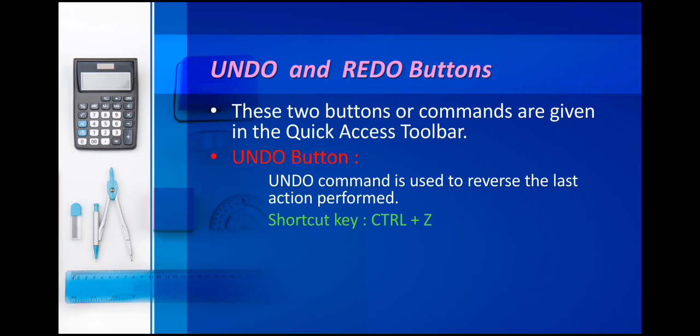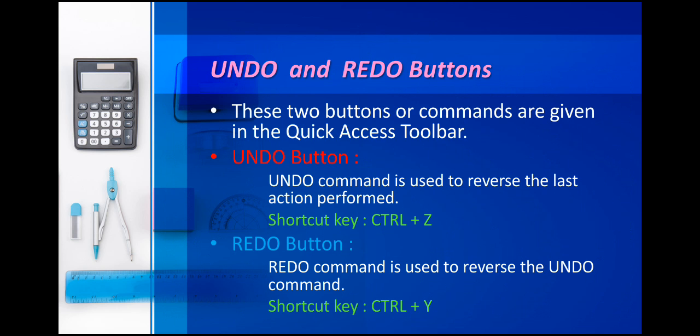Okay, redo. If you realize that you made a mistake and you pressed the undo button, it means you reversed yourself one step back. Then you realize that no, you were wrong again, and you want to do that action again. Your drawing was right and you want it back, so you have to press the redo button.